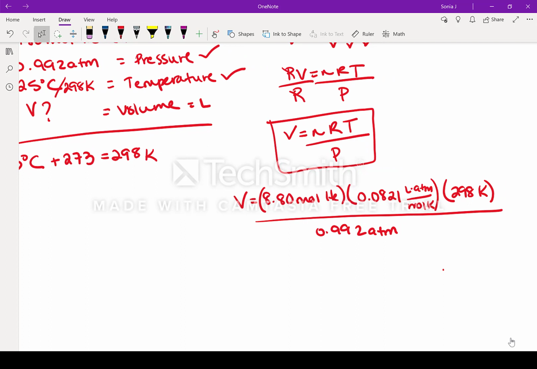So let's go ahead and do our multiplication. Once we do the calculation, it equals 217.035 liters. And this would be the volume of our balloon, which is what the question was asking, and that's it.